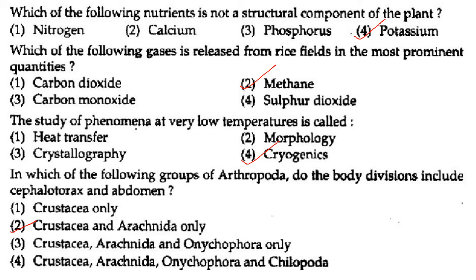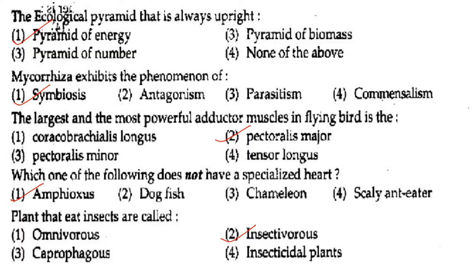Crustacea, Arachnida, Onychophora, Philopodia. Option is Crustacea and Arachnida only. Next one. The ecological pyramid that is always upright. Option 1, pyramid of energy. Option 2, pyramid of biomass. Option 3, pyramid of number. Option 4, none of the above. Answer is option 1, pyramid of energy.